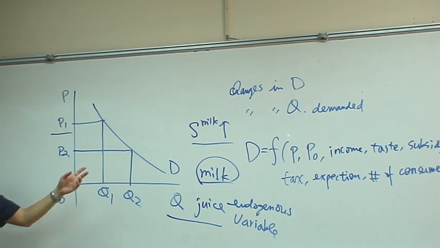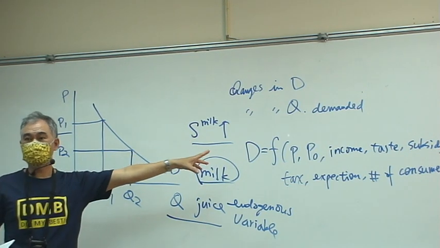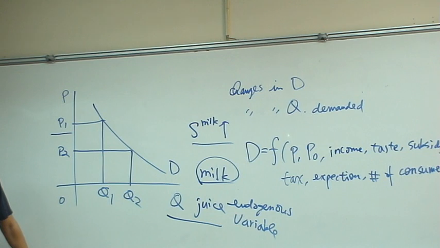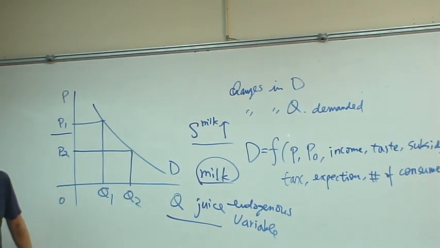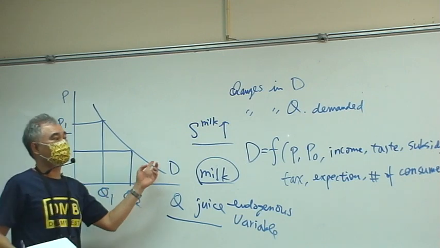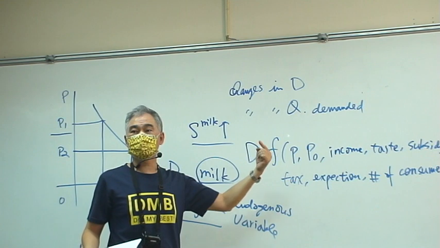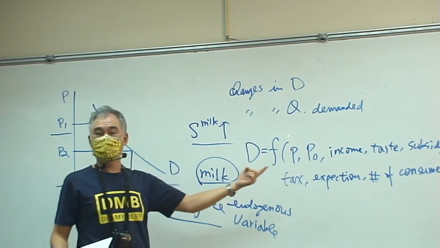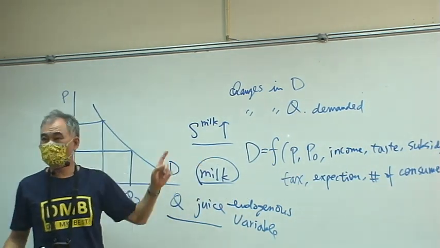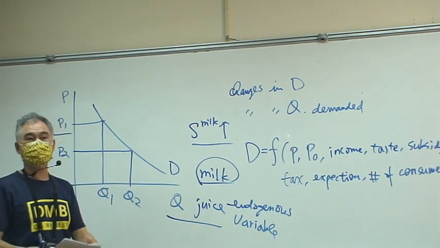So what happened? We have information there, right? What will happen to this model? What changes? Excuse me? Shift left. Okay? Because of the increase in supply, right? People consume more milk, right? And milk and juice are substitutes. Okay, they are substitutes. So what happened?